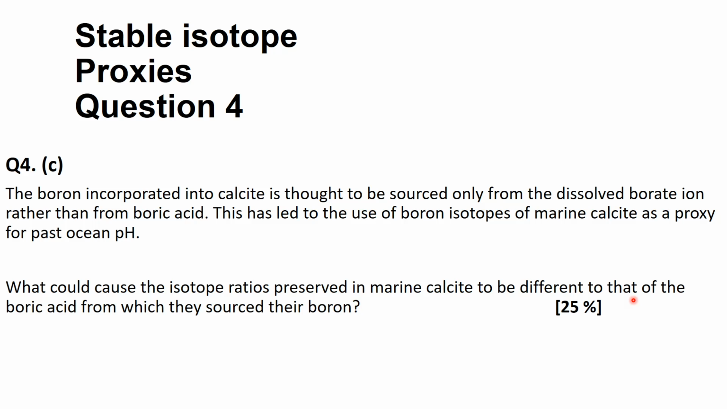So we've basically established already that the borate ion isotopic composition will change as the ocean pH changes. And then the question is asking, why would the isotope ratios of boron in marine calcite be different to that of the boron in the ocean which they form from?